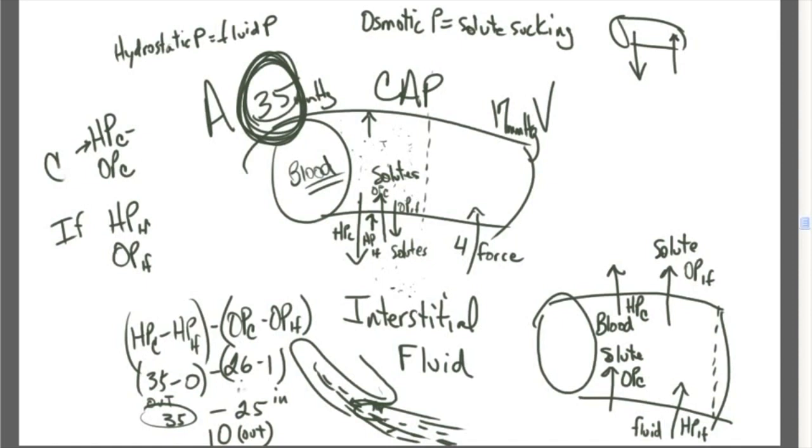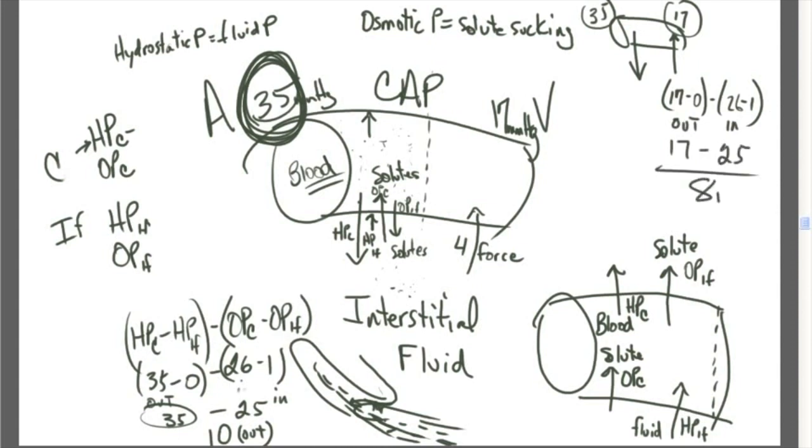Now watch this. I'm going to do an easy version. Of all 4 of those numbers, the only one that changes on this side is the blood pressure, which is the very first number right here. So on this side, it would be 17 minus 0 minus 26 minus 1. These are inward. These are outward. 17 out, 25 in. That's 8 greater going in. So when we look at all 4 of those forces, the only one that changed is the blood pressure. That number right there. And that allows fluid to move back in because the blood pressure is low. If the blood pressure did not drop, fluid would not move back in because everything else would stay the same.